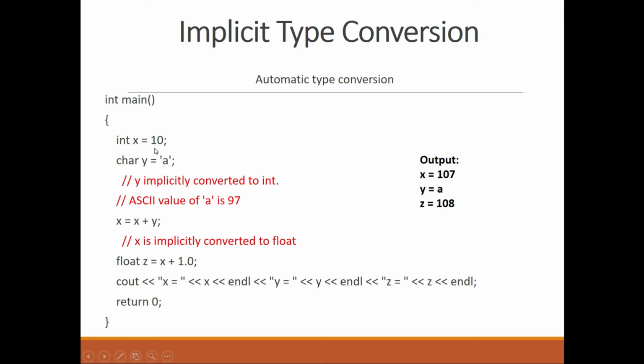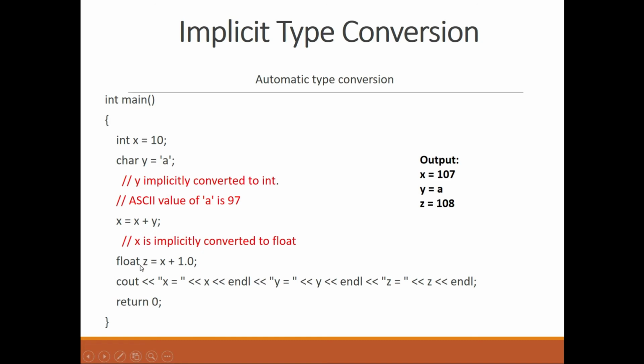You have int x equal to 10, char y equals 'a'. Now, you are trying to add this character with an integer. Is it possible? You may wonder, but it is actually possible because the value of y, 'a', is converted into ASCII. The ASCII value of 'a' is 97. So 97 plus 10, the x value is 10. So your display would be 107.